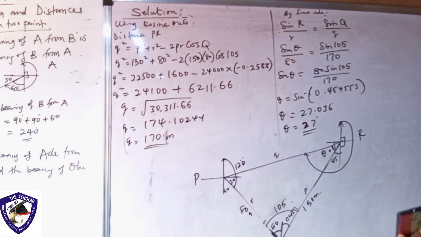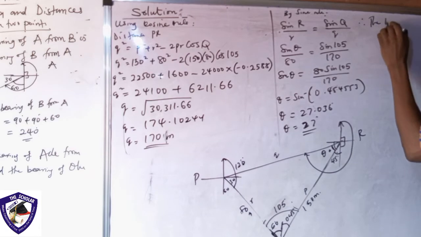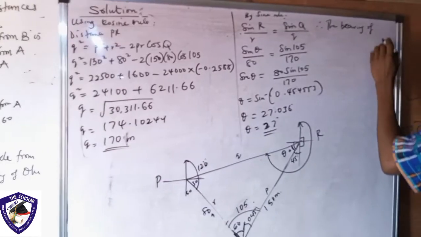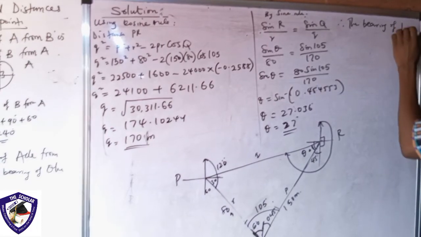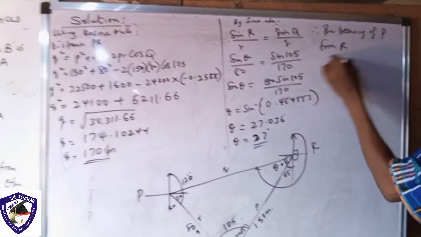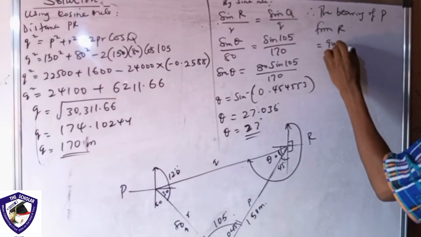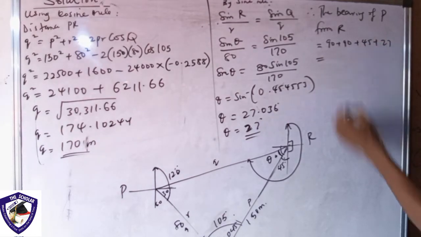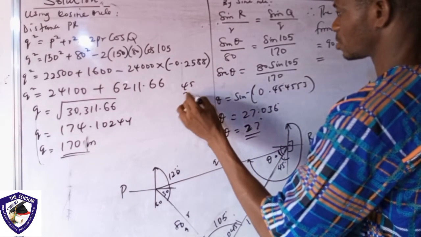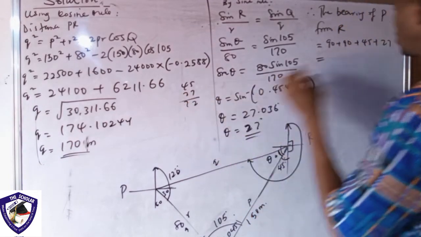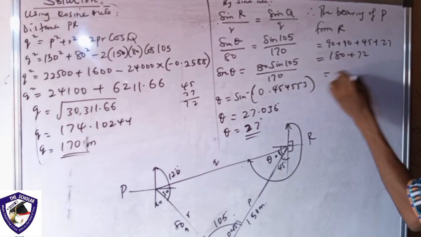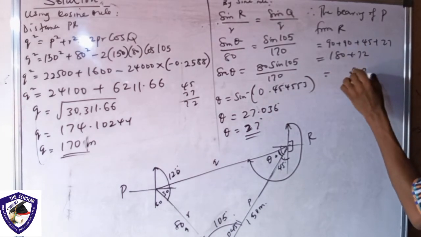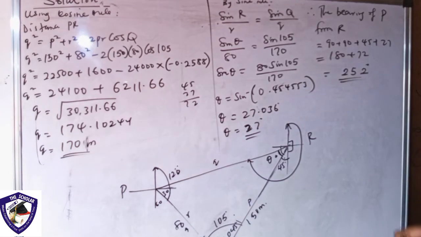So therefore the bearing of P from R is equals to 90 plus 90 plus 45 plus 27. That gives us 180 plus 72. And that gives us 252 degrees.